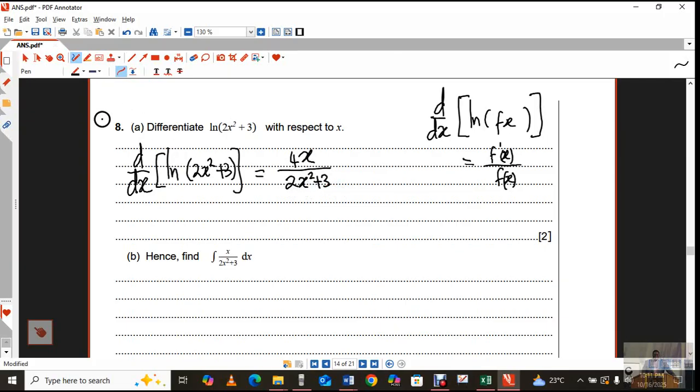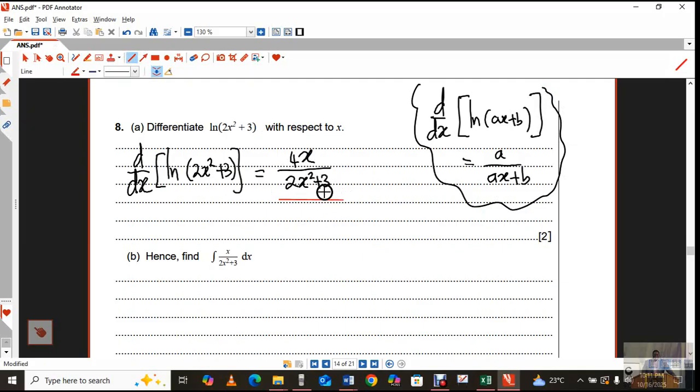So maybe we can just clean it up so that the rule makes a little bit more sense, because I don't really like the way it is. If you have a type like ax plus b, and you are supposed to find the derivative, the derivative of b is 0, so that's going to be a over ax plus b. That is basically what I'm trying to say, and this over here is the answer.